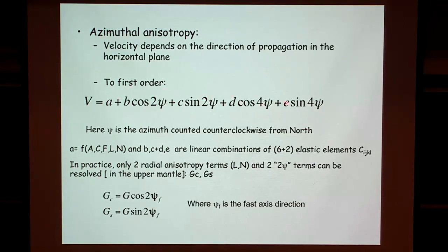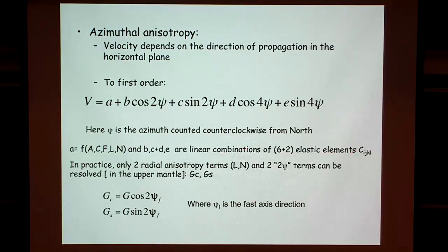And all these coefficients are linear combinations of the elastic tensor coefficients. And in fact, to this first order, there's only 13 terms that come in place. So A will contain your radial anisotropy, your azimuth-independent part. So it will be a function of A, C, F, L, N. And then B, C, which are the 2-psi terms, are combinations of 6 different elements of the elastic tensor, and D and E are a combination of two other elastic elements.